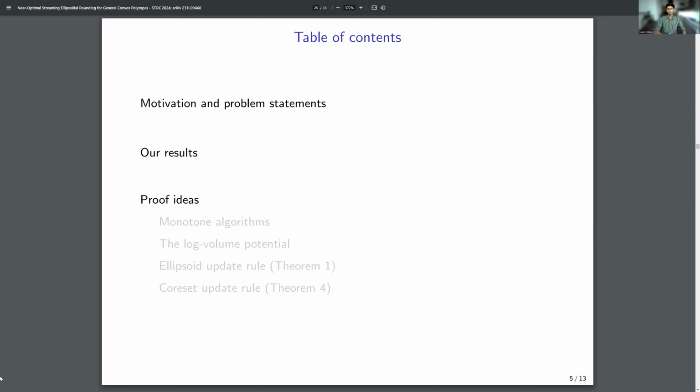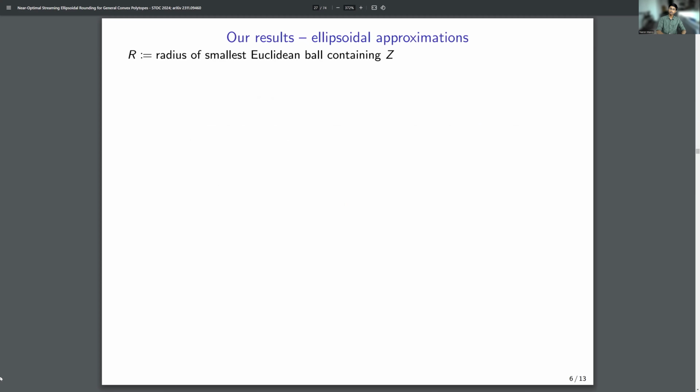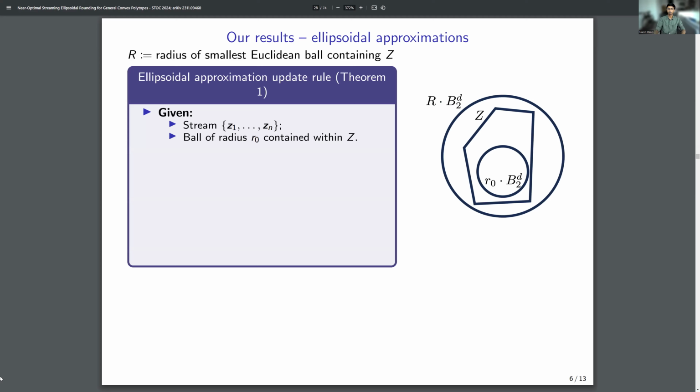Okay, so now that we've just summarized the motivation in the problem statements and some of the landscape of existing work, let's take a look at what our results in this paper look like. So in what follows, let's just let capital R be the radius of the smallest Euclidean ball containing Z. And now let me describe the first result that we get. If you're following along in the paper, this is basically a summary of theorem 1.